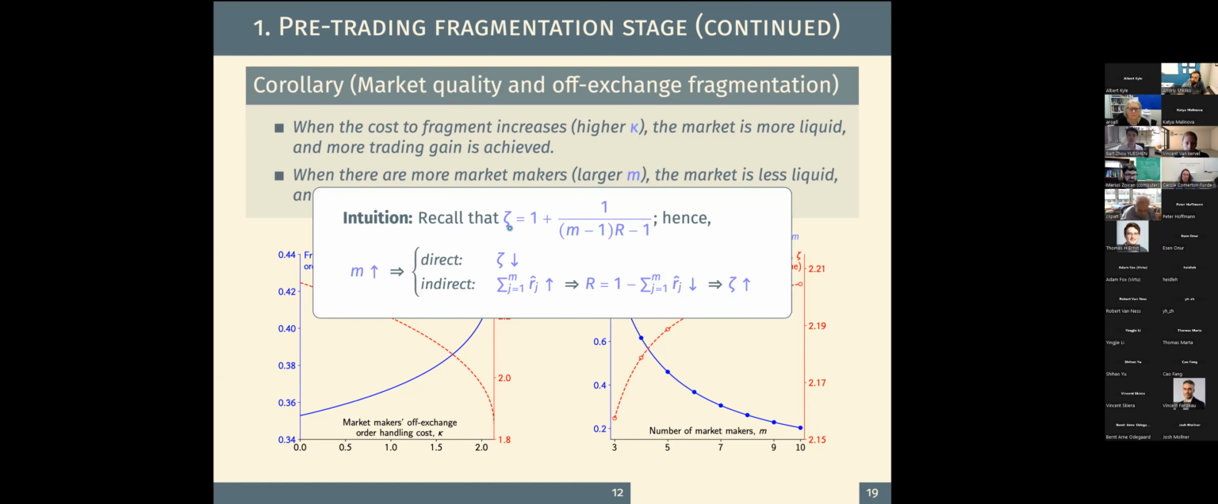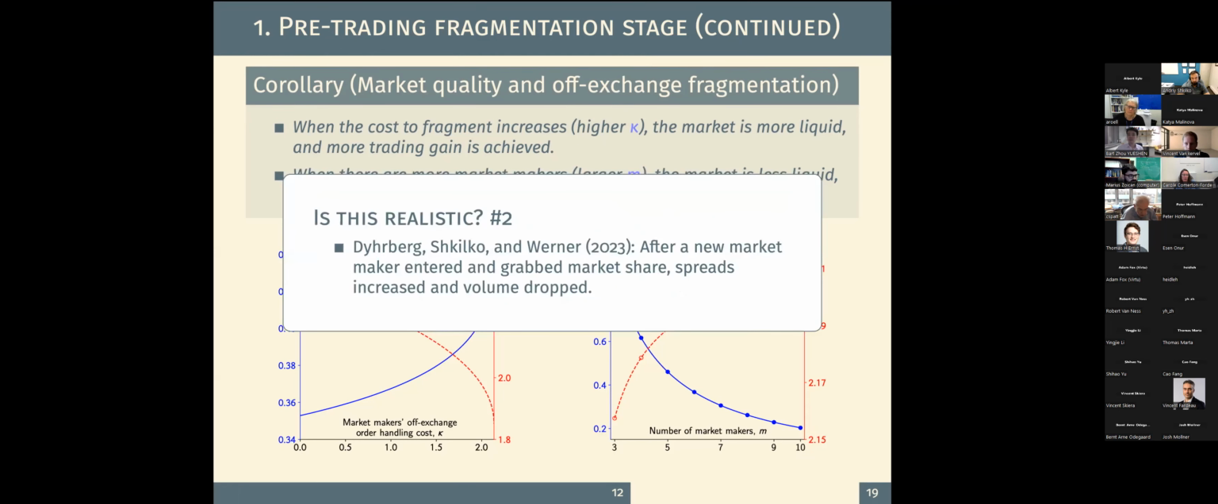It all goes through the zeta, goes through the R here. The direct effect is this N. It reduces illiquidity. A larger N reduces illiquidity. But there's the indirect effect. They acquire more orders off exchange. The R becomes lower. Therefore, zeta becomes higher. The illiquidity becomes higher. Is this realistic, right?